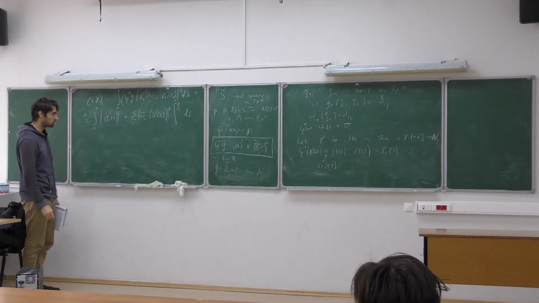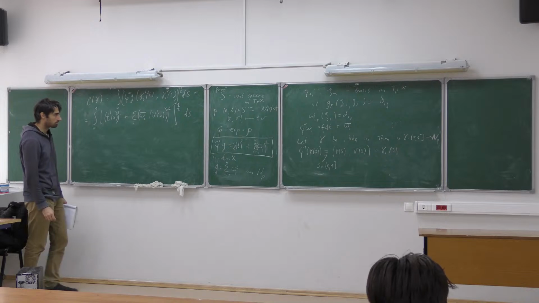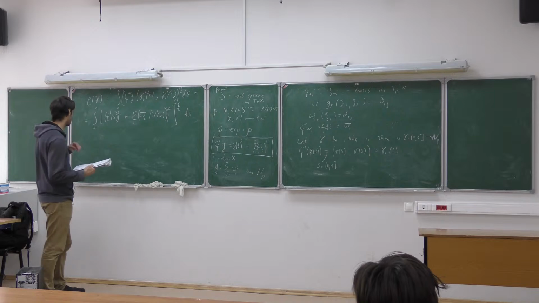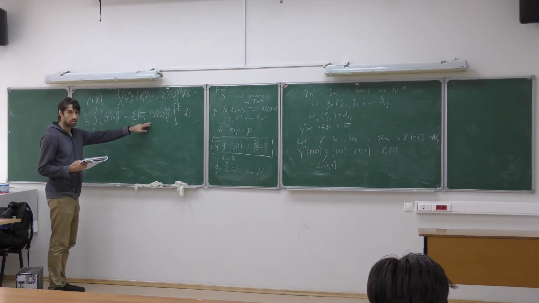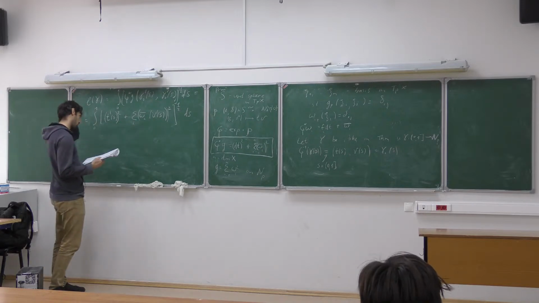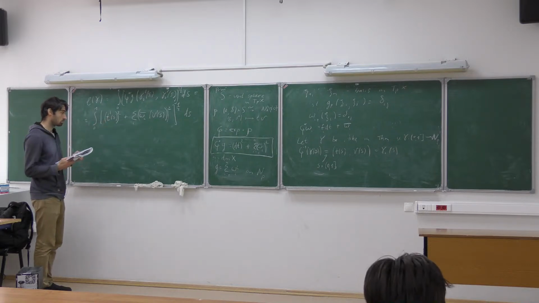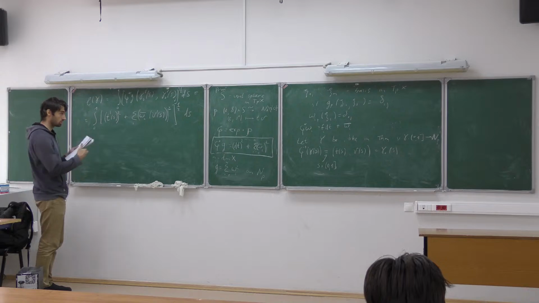So the goal is to see that if gamma equals gamma pq, then actually this term is gone, right? And if it's not, then we have this term, which is greater than 0. And this will give us the result.